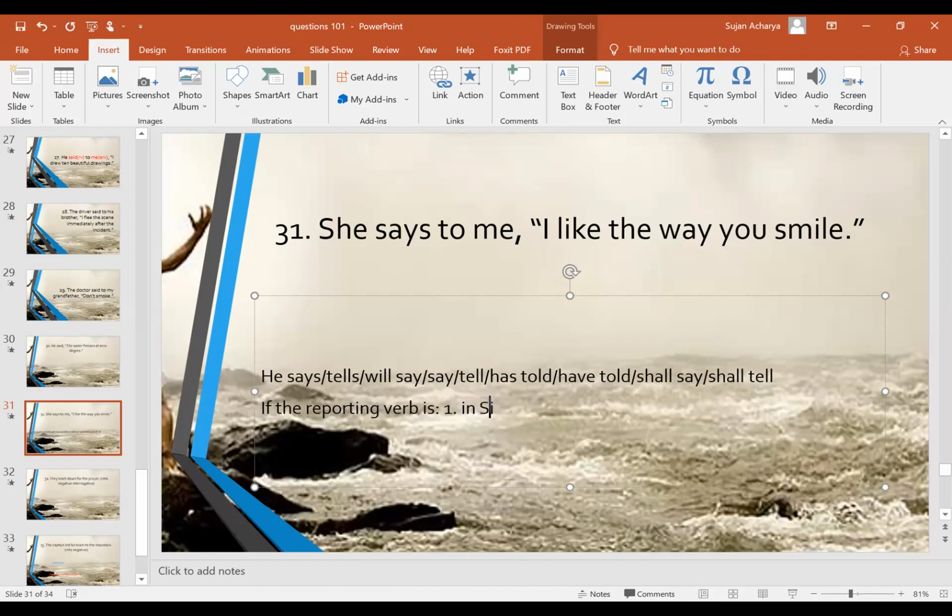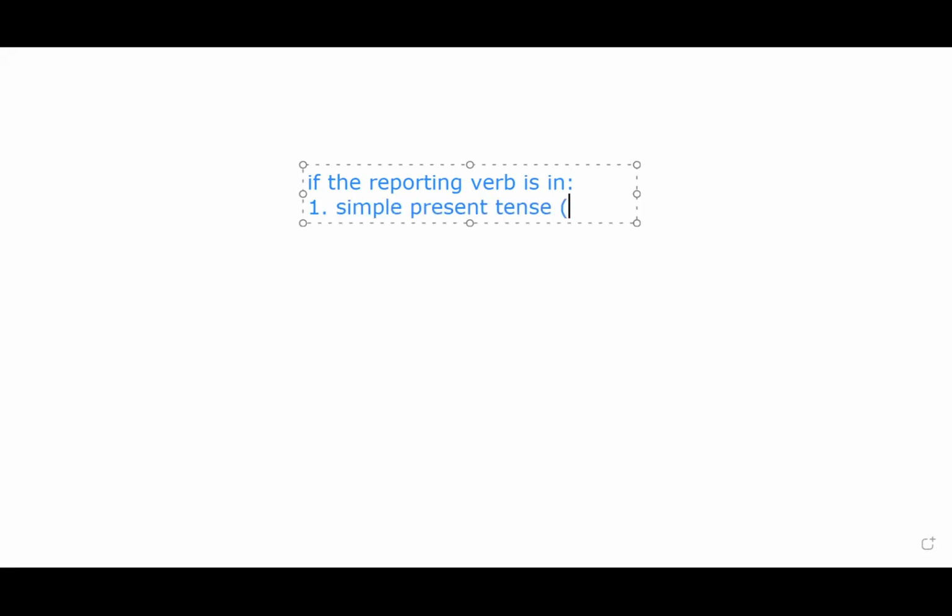In simple, म यहाँ लेखिदिन्छु ल यो उसमा व्हाइट बोर्डमा. If the reporting verb is in one simple present tense means V1 or V5.